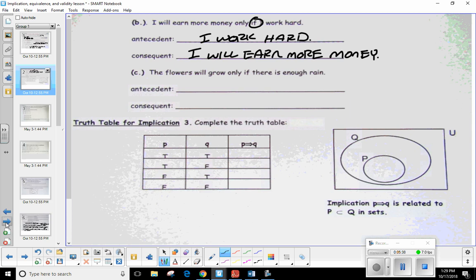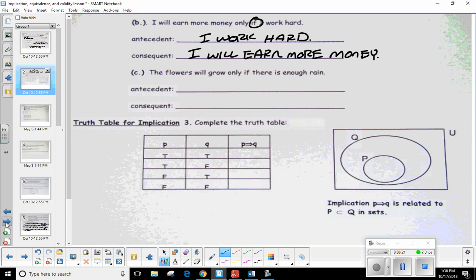Yes, sir? At the top, where we have all the different implications, we have one that is P only if Q. So in I will earn more money only if I work hard, is I will earn more money the antecedent if it's P only if Q? Couldn't you make the statement, I will work hard only if I'll earn more money? Well, you could say, if I work hard, then I will earn more money. Yeah, because that's the way I was thinking of it.